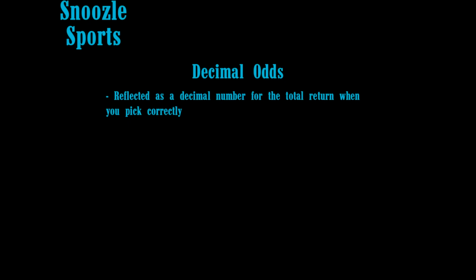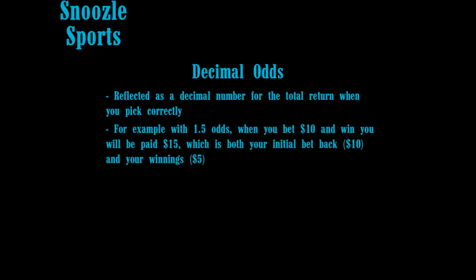And the final one is decimal odds. These are reflected as a decimal number, and it's the total return if you picked correctly. So say, for example, I have 1.5 odds that my team's going to win. When I bet $10, this is basically the decimal of the fractional odds plus 1. So I'd be getting $15 back total, which includes both my initial bet of $10 plus my winnings. Decimal odds are actually the easiest to calculate because you just multiply the number that you bet times the decimal odds.